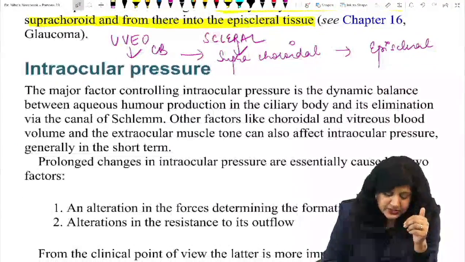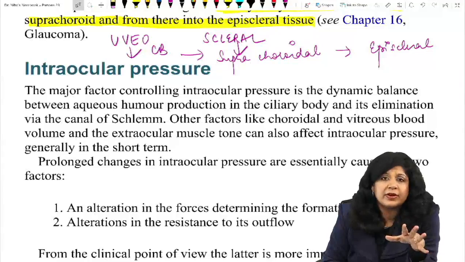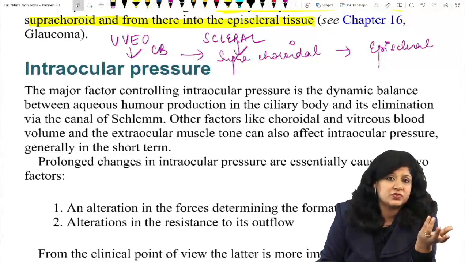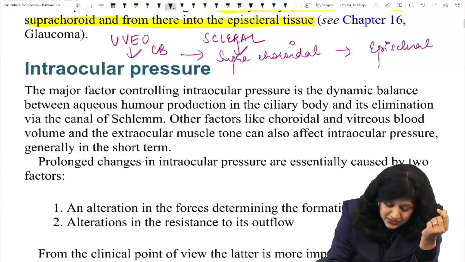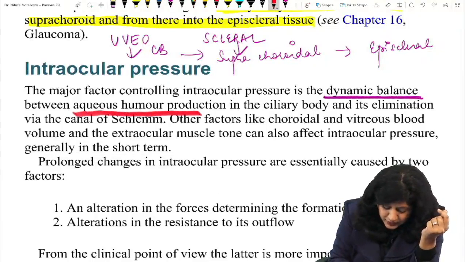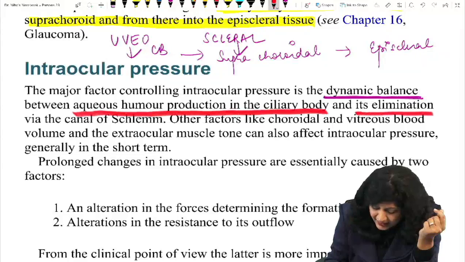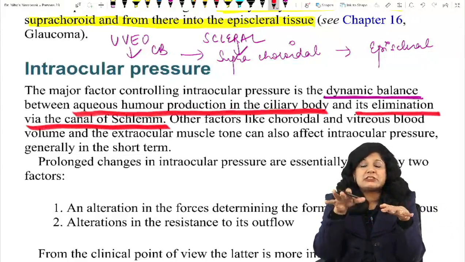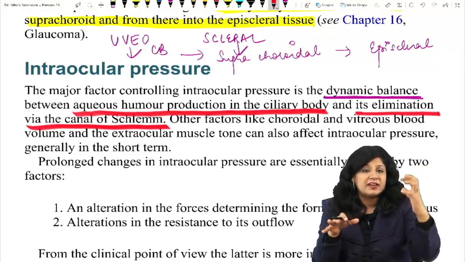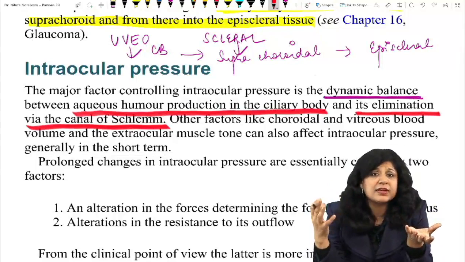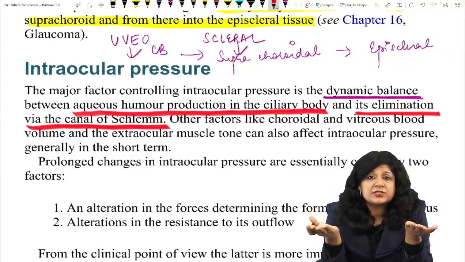Now, if you look at the intraocular pressure, this is going to be an important one. There are so many things which are important about the intraocular pressure, and nowadays they tend to ask you questions related to it. Now, the major factor controlling the intraocular pressure is the dynamic balance between the aqueous humor production in the ciliary body and its elimination via the canal of Schlemm. So they are saying that intraocular pressure is nothing but a balance between the two. On one hand, you have the formation of aqueous humor. On the other hand, you have the drainage through the canal of Schlemm. So the balance between the two is your intraocular pressure.